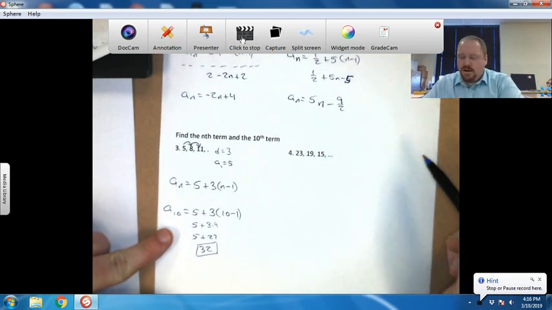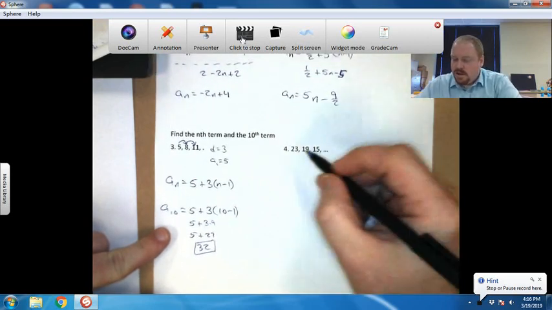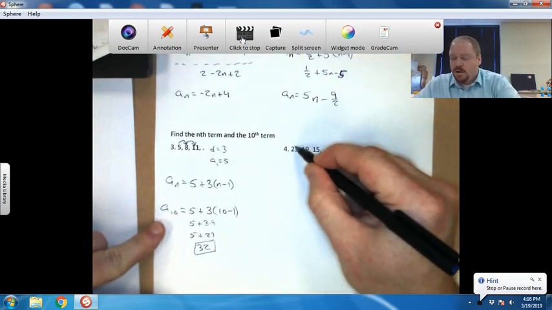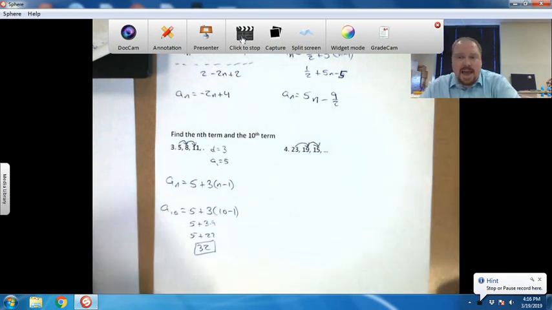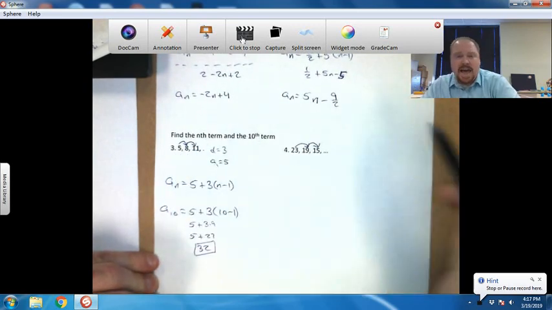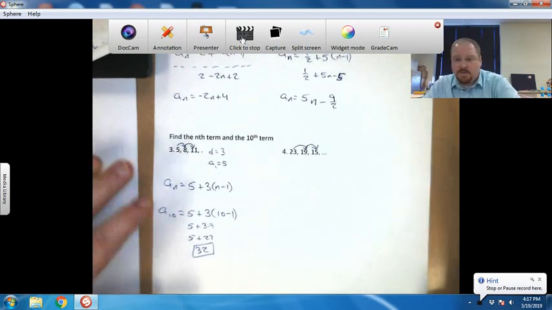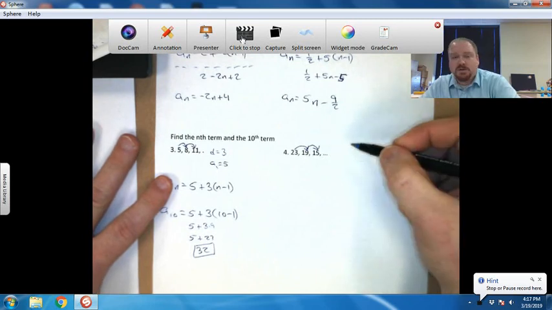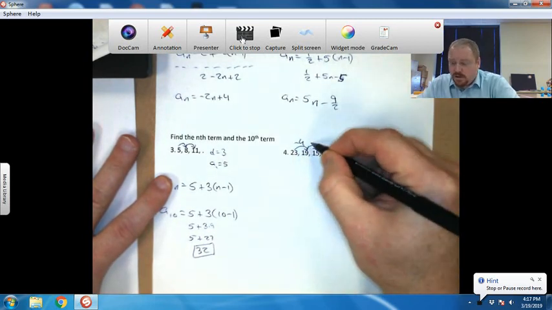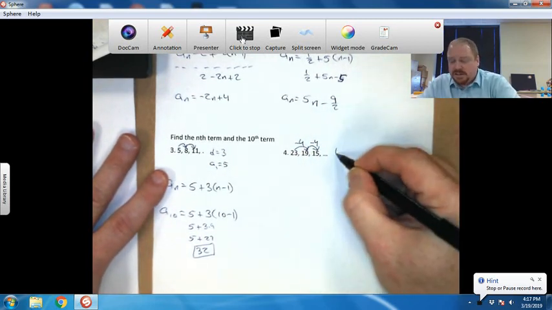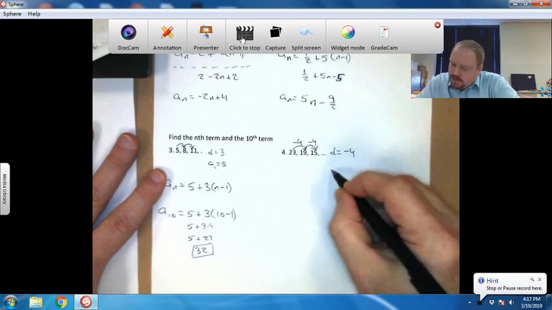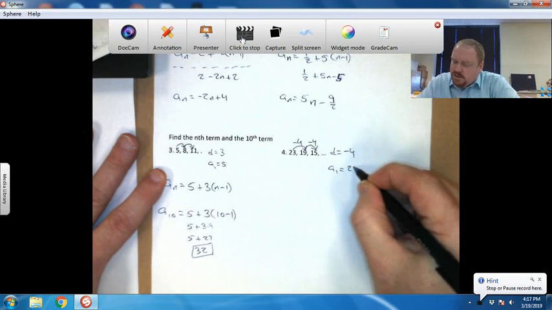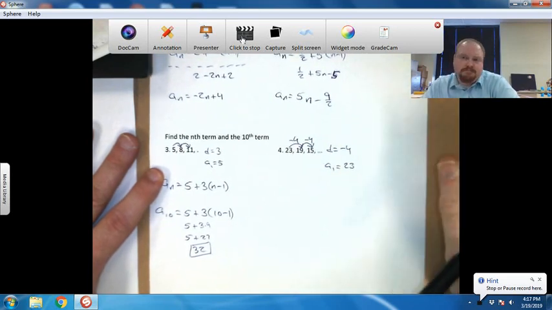Now over here, okay, you got to ask yourself, what do you have to do to go from 23 to 19? What do you have to do to go from 19 to 15? And it has to be the same. Okay, just like over here. The pattern had to continue. It had to be 3 in both places. In this case, they're subtracting 4. So my common difference is negative. That's okay. I can live with that. And my first number here is 23. Okay, no big deal.